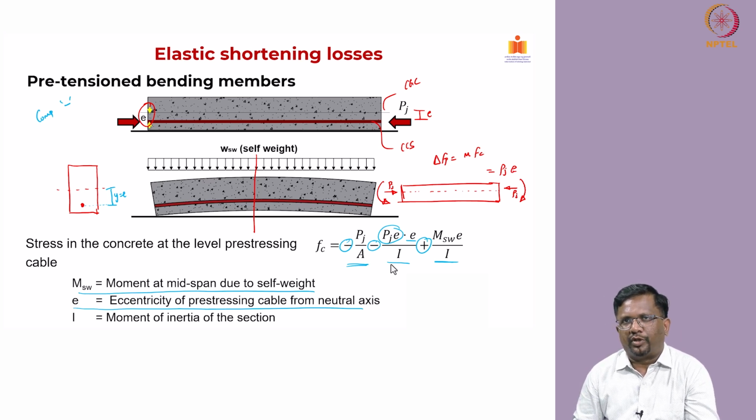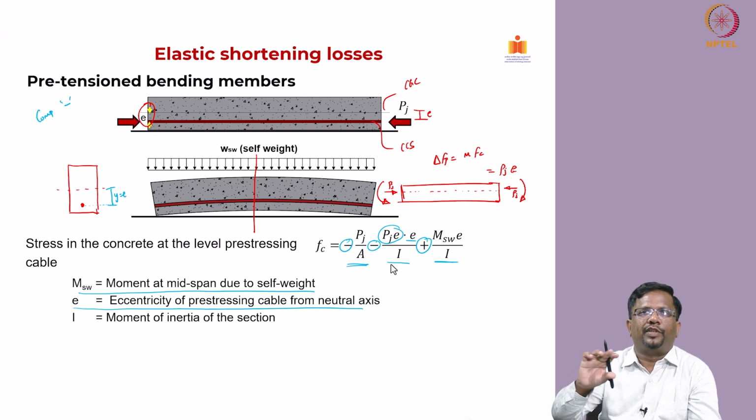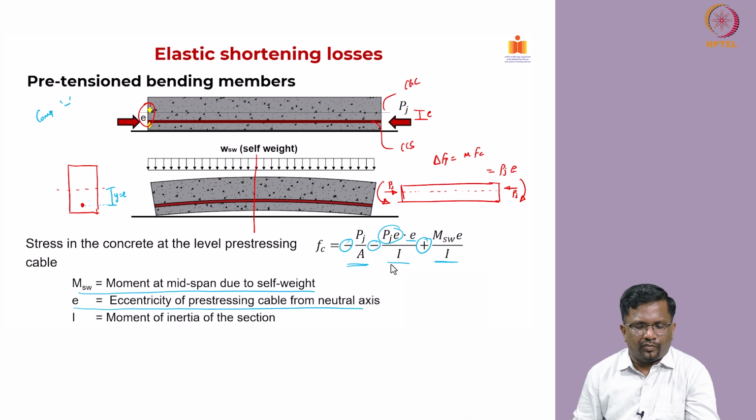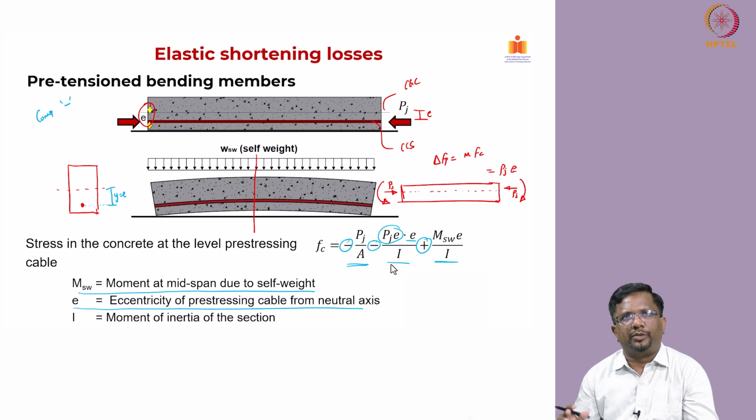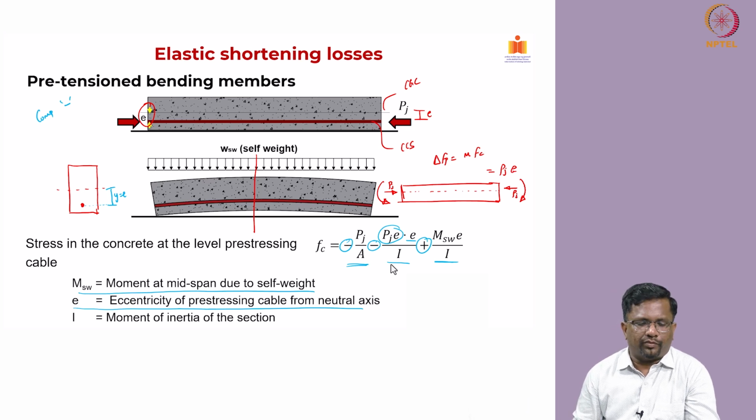So depending upon that, the stress in the concrete will change, because the self-weight is also now coming into the picture for the straight cable profile. But if you have a parabolic cable profile, then things will be changing. So that again we have to keep in mind.